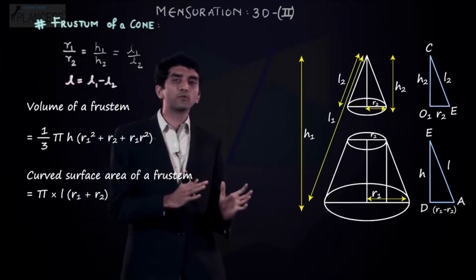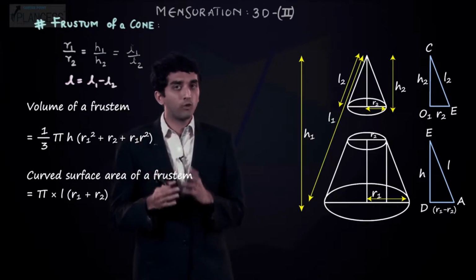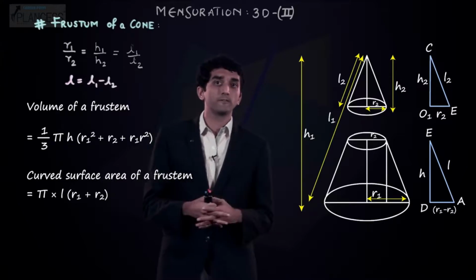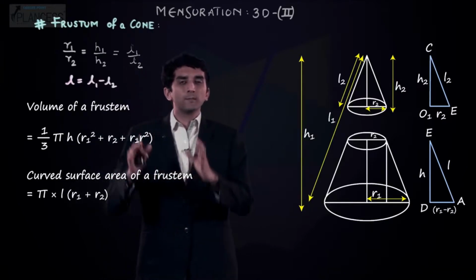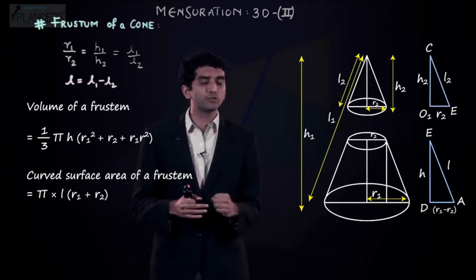So these are the two formulas which are required in the problems for the applications of this particular shape which we call the frustum. But as I said, I would like you to understand the proof of these formulas. How have we generated these two formulas?